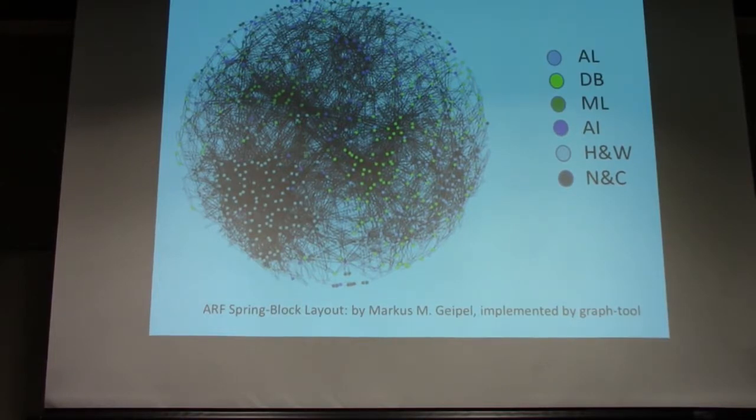Does it always come in a circle shape when you use the spring block layout? If you use this spring block layout, it comes in a circle. There are other variants as well, which won't come in a circle.